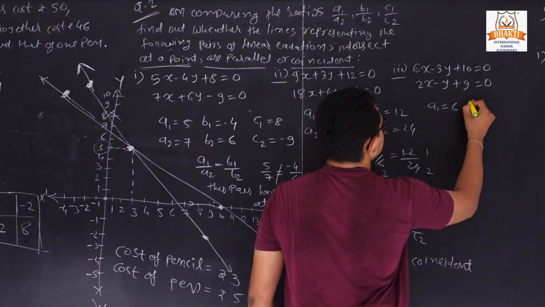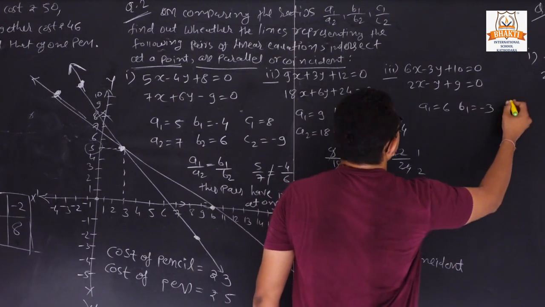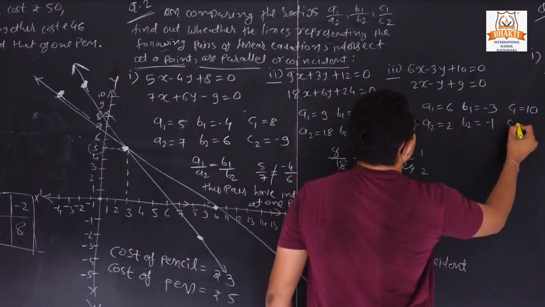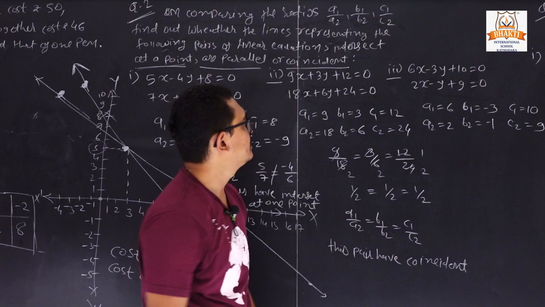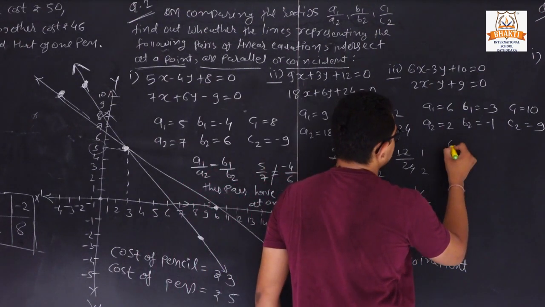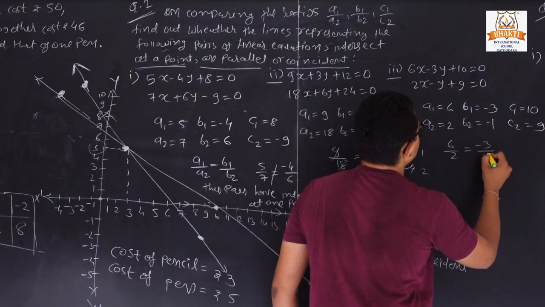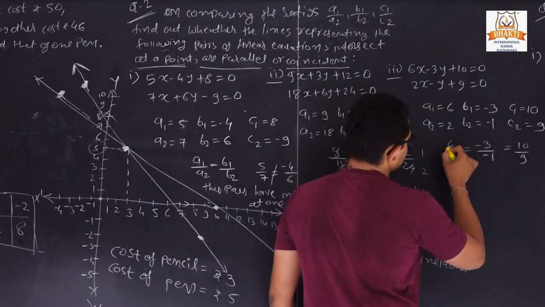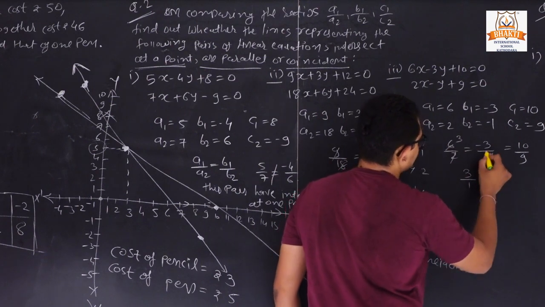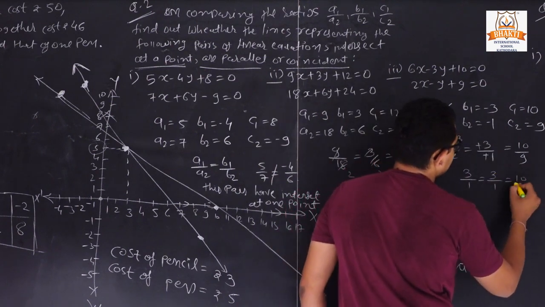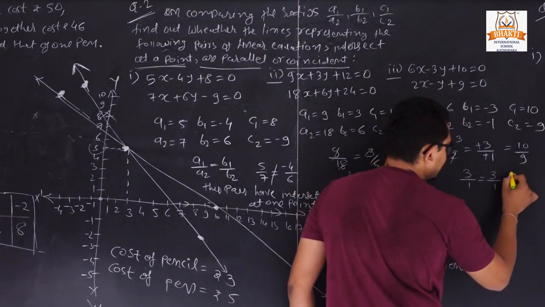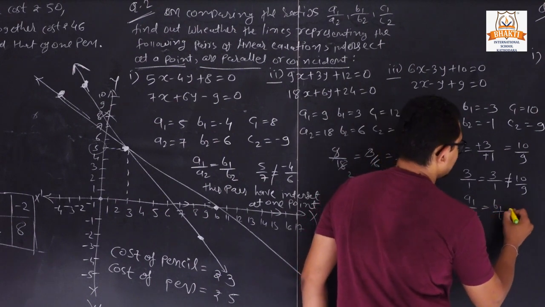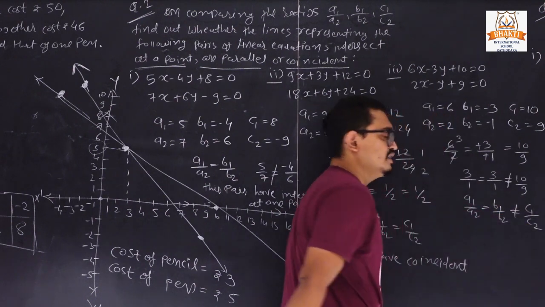A1 is equal to 6, B1 is equal to minus 3 and C1 is equal to 10. Similarly 2, minus 1 and 9. Now we are taking the ratio 6 by 2, minus 3 upon minus 1, then 10 upon 9. So 3 upon 1, minus minus plus, 3 upon 1, and 10 upon 9. So these both are equal, but the third is not equal. So here the last condition, A1 upon A2 equal to B1 upon B2 is not equal to C1 upon C2.